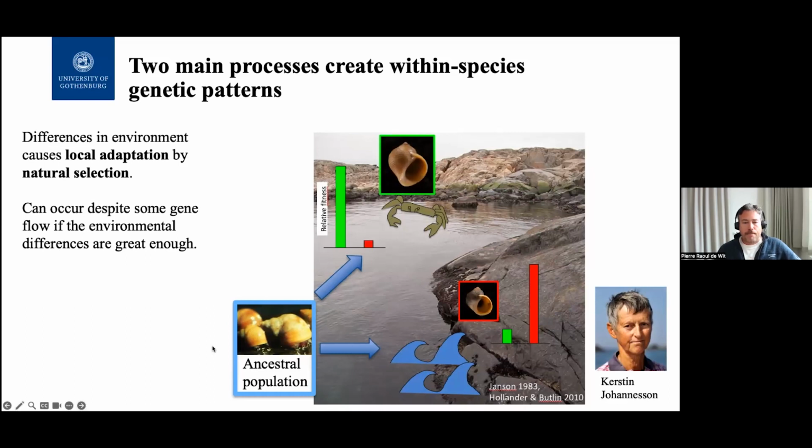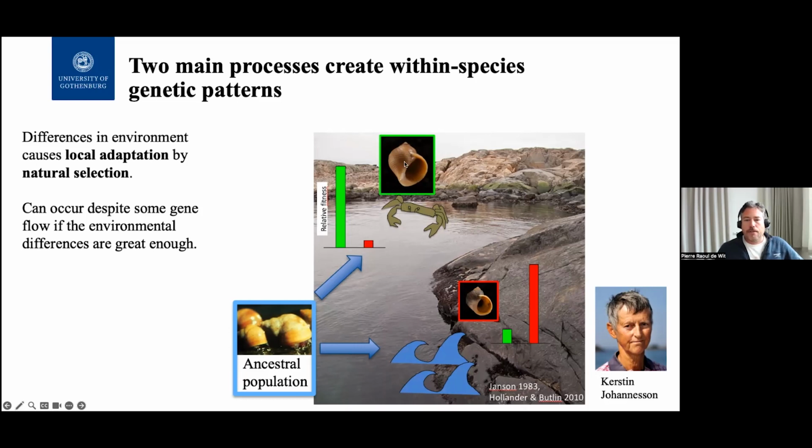So here you have an example of a snail population that colonizes a coastline, where part of this coastline is small boulders with a lot of crabs, and part of this coastline is just rocks where there are no crabs, but there are a lot of waves. So what happens then, if there is no migration here, or if the selective differences are very strong, you can have evolution of locally adapted snails here that have really high fitness, that's the green bar here, in this area.